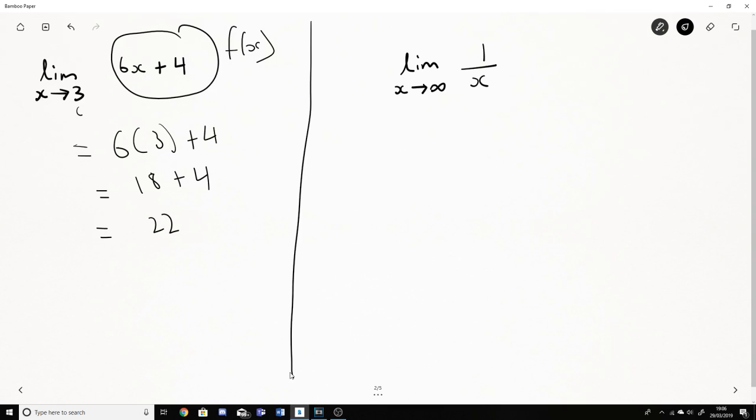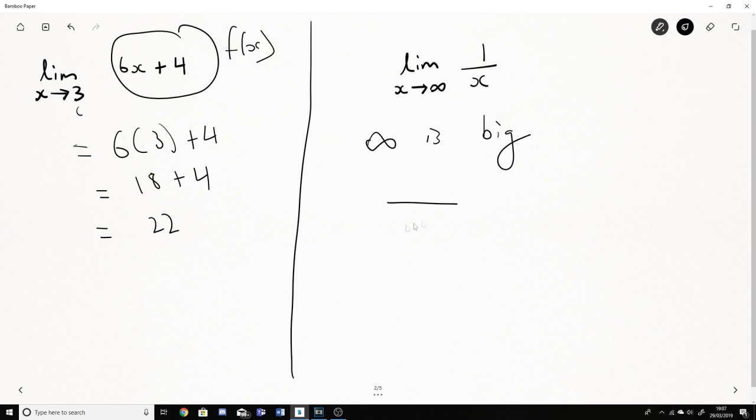Now, here's a bit of a tricky one. I'm sorry to get it going really early, but I feel like, to expand our brain power, we need to tackle harder problems. The limit as x approaches infinity of 1 on x. Now, the reason why this is a tricky question is because we're not given a number that x is approaching. But we know that infinity is big. It's very big. It's huge.